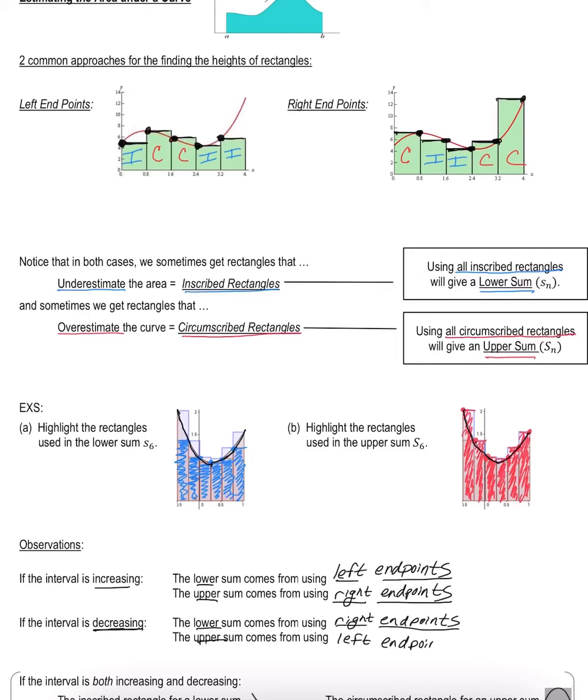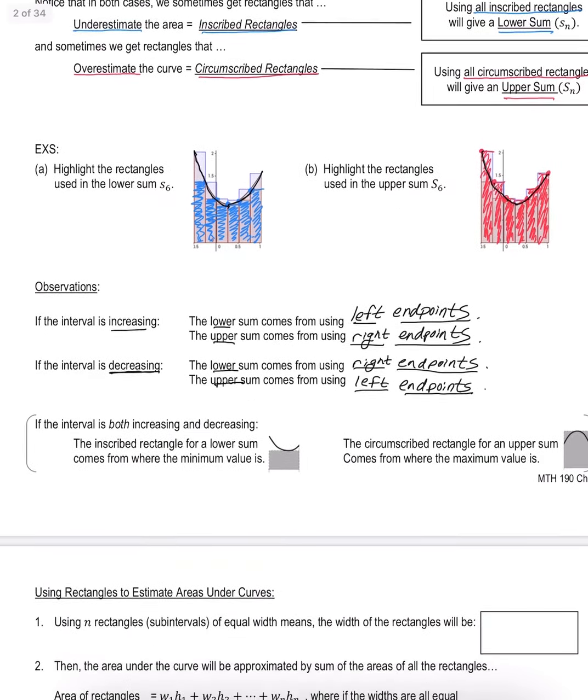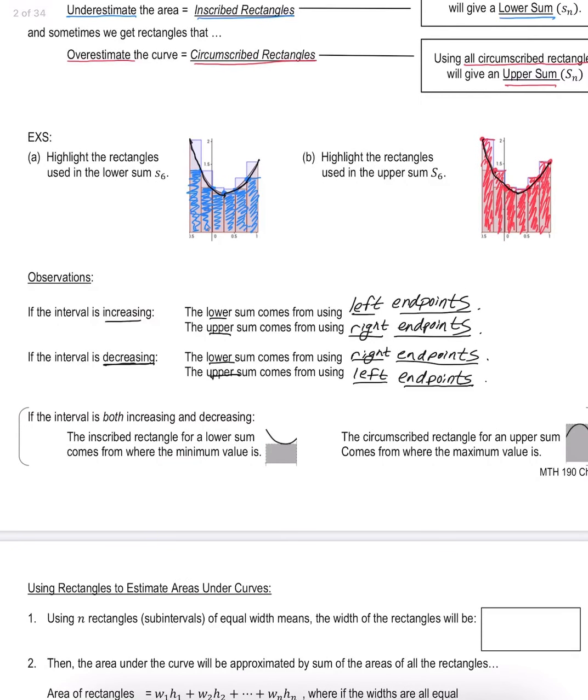So, you might be asked for any of these types of situations, right? They may say, find a lower sum, and you might have to think about which type of endpoints that is going to be, depending on if we're increasing or decreasing. They may just say, use left endpoints, and that could be any combination of it being either a lower or an upper sum. So sometimes they'll just say, use left endpoints or use right endpoints. Sometimes they may ask you to find the lower sum or the upper sum, and then you have to think about the increasing or decreasing behavior of the graph.